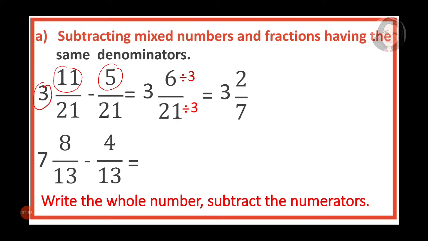In the second example, the whole number is 7. I'm just going to write it down, and then I'm going to subtract 4 from 8. Then my answer over here is going to be 7 and 4 over 13. This is in the simplest form because 13 is a prime number.